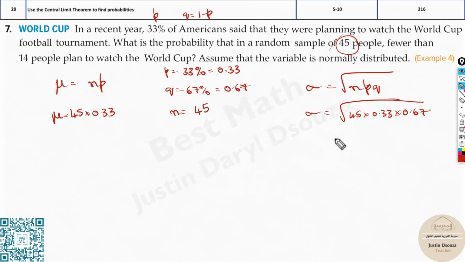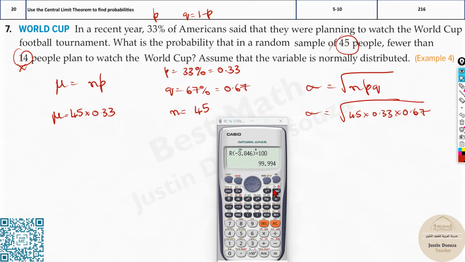We'll get these two answers, and then we know the x value. What is the x value over here? It's 14. From this we can try and solve it, but there is a little bit of a difference, which I'll tell you in a minute. First, let's do some work on the calculator.